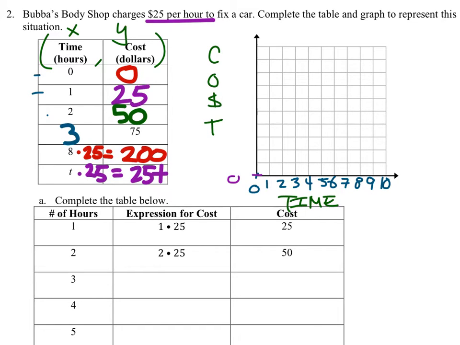But each line up in here, right? Well, we can see up at the top, he's charging $25 every hour. So if we just make this go up by 25 each time, so there's 25. And we got 50, 75, 100, 125, 150, 175, 200, 225, 250.